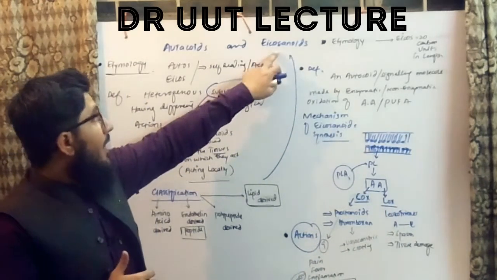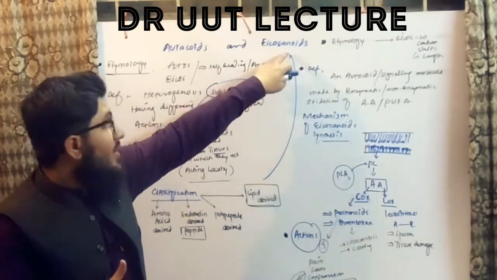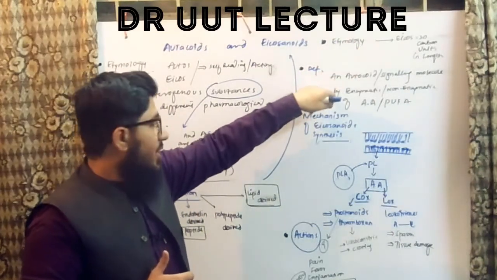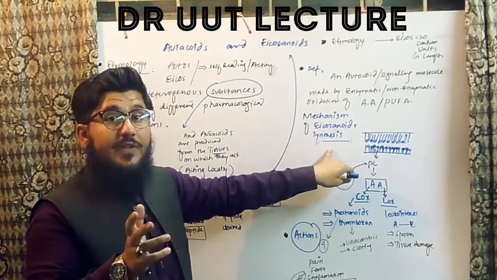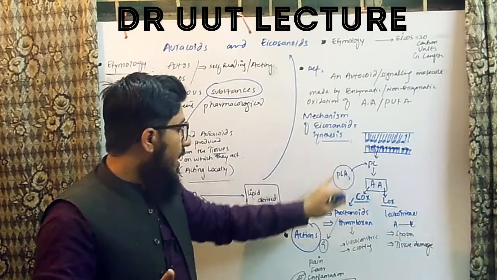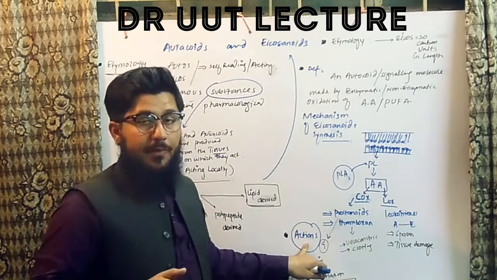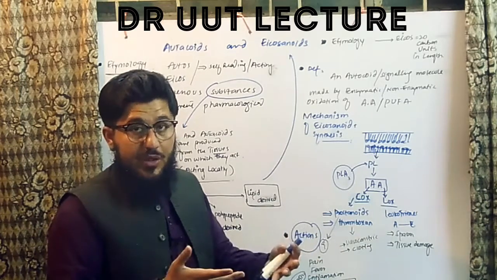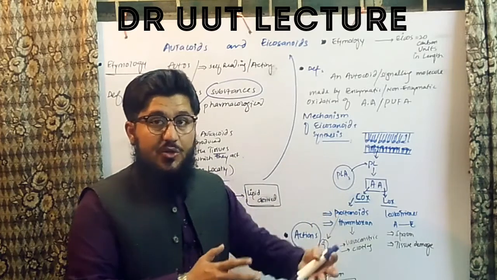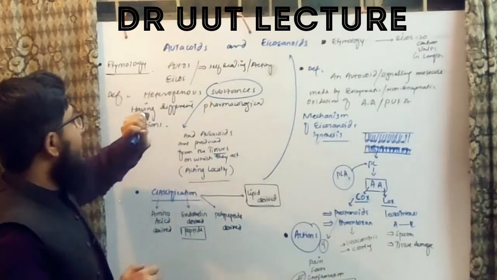And after that, we'll talk about the eicosanoids. Here, according to eicosanoids, we'll discuss the meaning and definition of the eicosanoids, the mechanism of the synthesis of the eicosanoids, that is, how the eicosanoids are actually produced. And we'll also talk about the actions of the eicosanoids in our body, what are their actions in the body. So let's start our discussion from the autacoids.